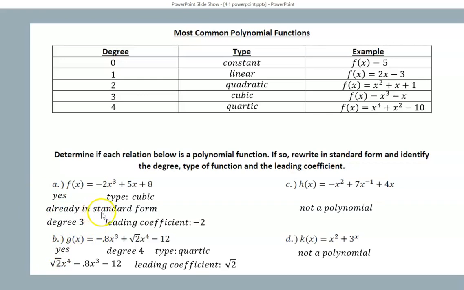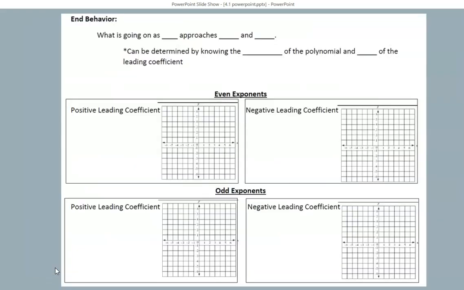Putting them in standard form, the first one was already in standard form. And then down here, B, putting it in standard form would be that square root of 2x to the 4th, kind of right about here. You're seeing the degree to be 3 for A and the degree to be 4 for B. Up here with A, because the degree is 3, look up top, that's cubic. And then this degree was 4, so that would be quartic. And then the leading coefficient, now that it's in order, that would be the -2. And then this one, look at it in order, standard form, should be the square root of 2.